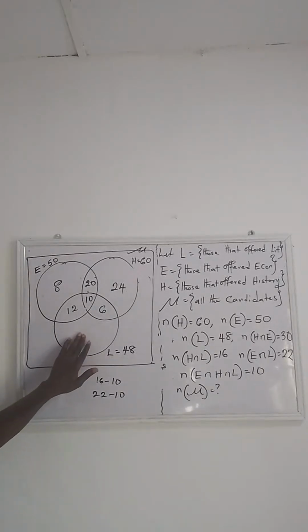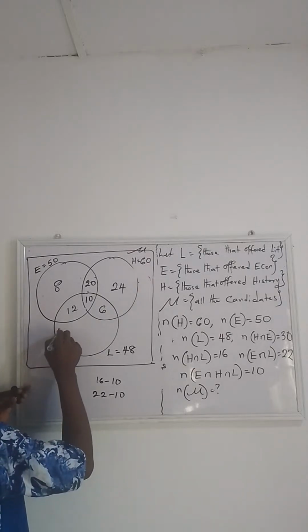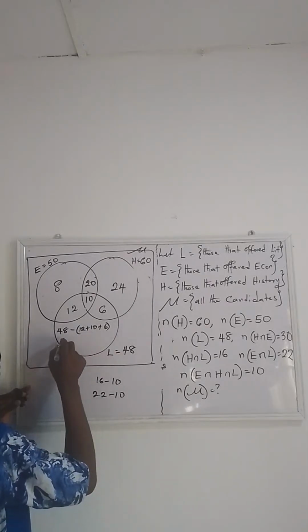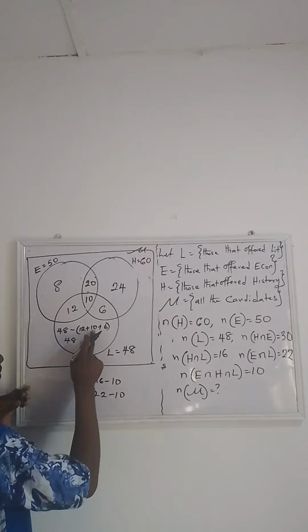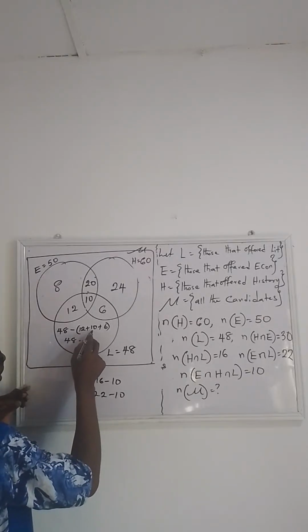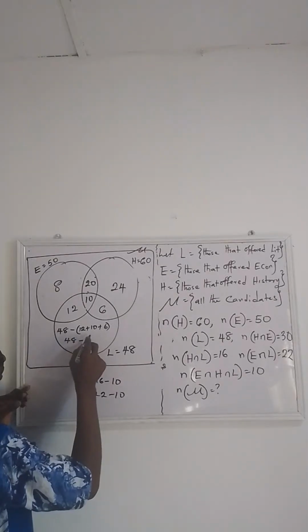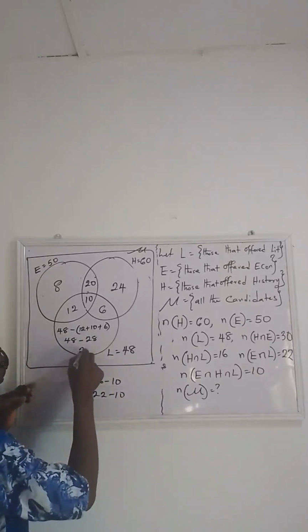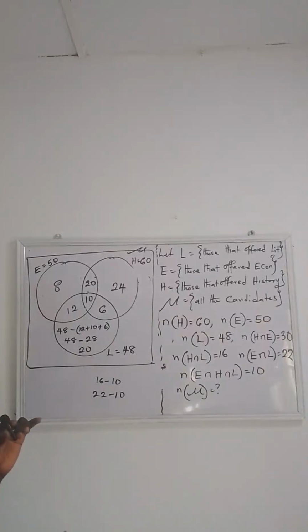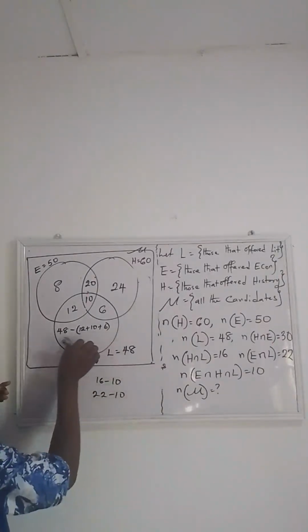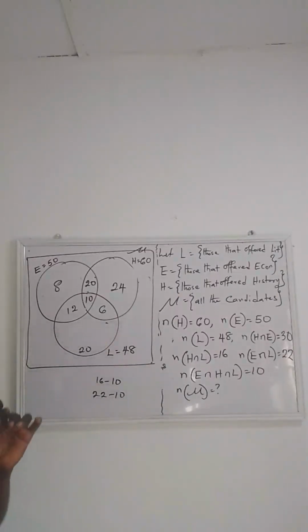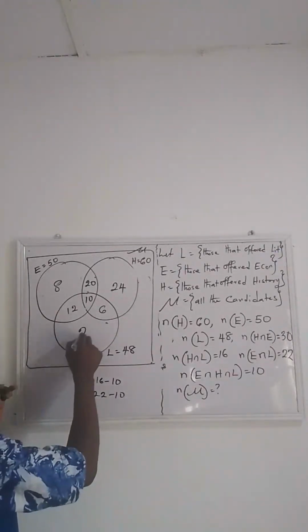Now let's move down to the last one. Number of those that offered literature only. So that will be 48 minus 12 plus 10 plus 6. All right, so that's going to be 48 minus. Now let's add this and this together. That is 38, 28, 28. All right, so how many now? We have 20 here. Okay, is that clear now? So that is it. So 20 of them offer literature only.